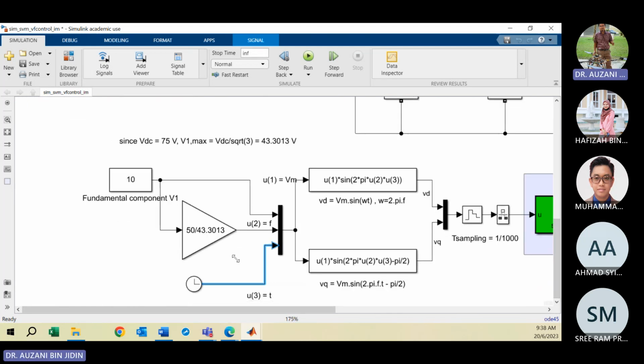So if you set this value to the maximum, 43.3013, and you multiply by this block to get the frequency, then you get 50. The maximum is 50, so your motor is running at maximum speed at 50 Hertz, the rated frequency. If you set, let's say, 10, then you get a different value of frequency here. The frequency will also be reduced. If you set a higher fundamental, the frequency will also increase.